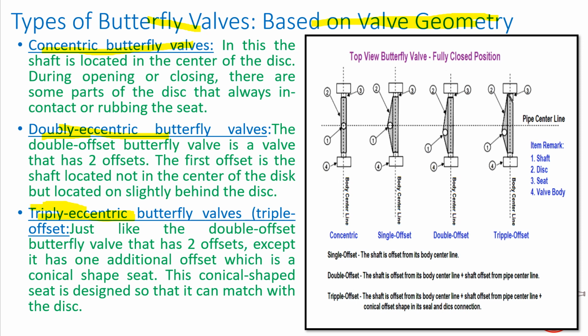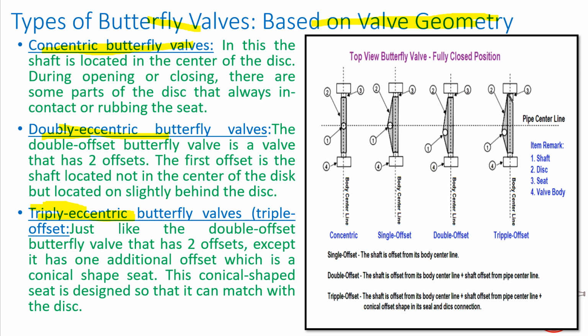But depending upon that, your eccentricity also varies, because if you are going for a higher eccentricity, suppose a triple eccentric valve, the cost of a triple eccentric valve will be much higher as compared to your double eccentric or concentric valves. So what happens in these concentric valves, I have shown in this figure.